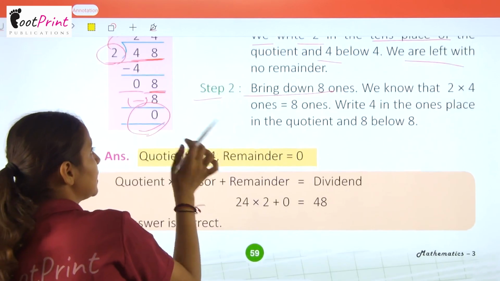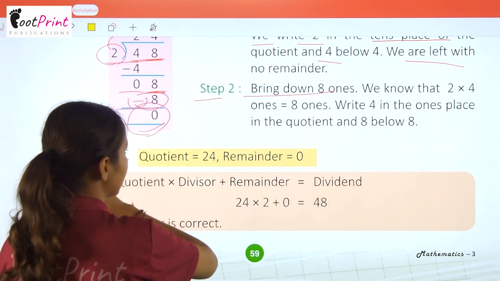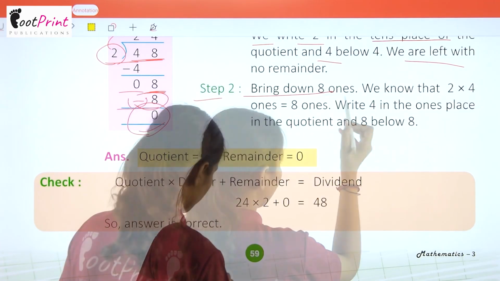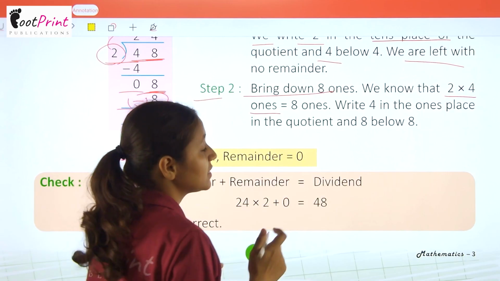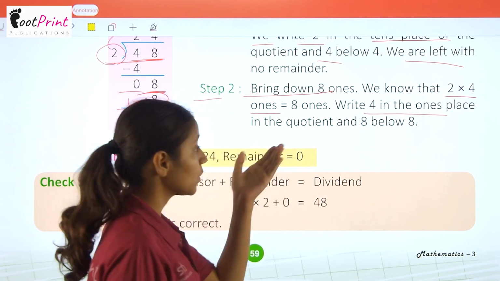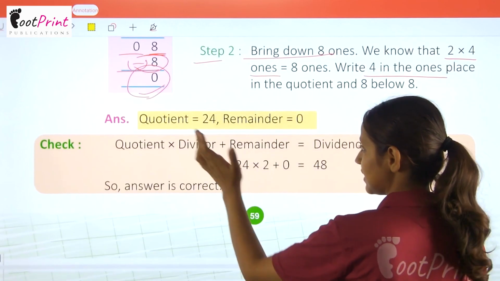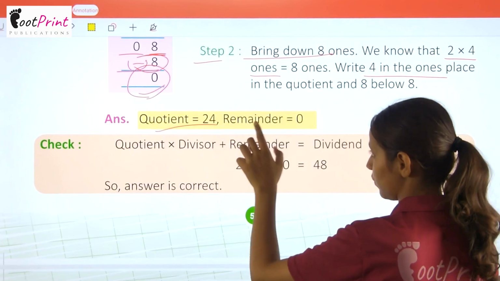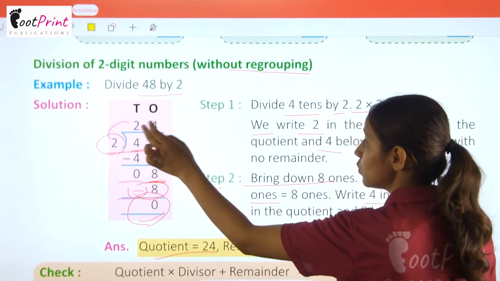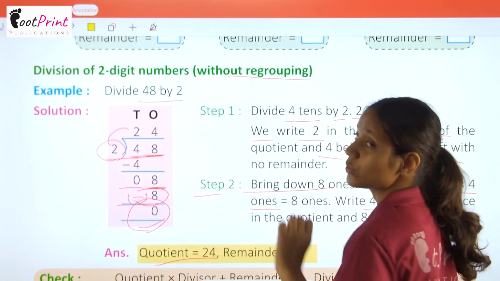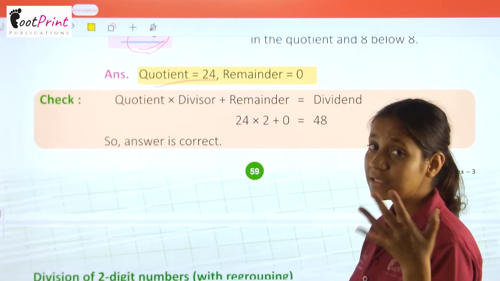Then subtract जो इसका आंसर आता है 4 से मल्टीप्लाई करने के बाद that is 8. Okay, so bring down 8 ones. We know that 2 into 4 ones is 8 ones. Write 4 in the ones place in the quotient and 8 below 8. Okay, answer is quotient equals 24 and remainder is 0. हमारे इस कैलकुलेशन के अकॉर्डिंग क्वेश्चन जो है वो 2 and 4 नहीं 24 है. And remainder is 0 because there is no leftover.